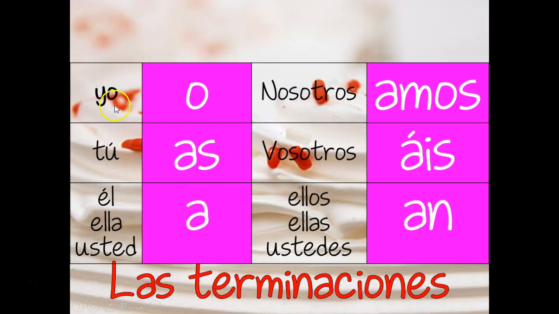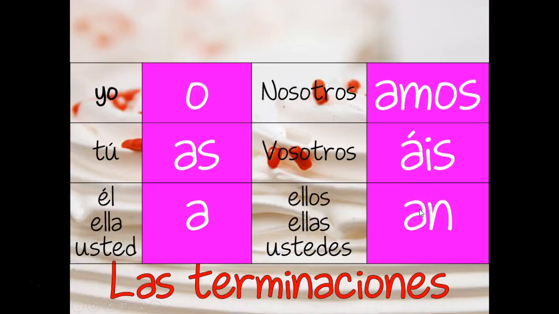We have for the yo part of the pan, o. For the tú part of the pan, as. Él, ella, usted, a. Nosotros, amos. Again, vosotros, áis, but only in Spain. And ellos, ellas, ustedes, an.